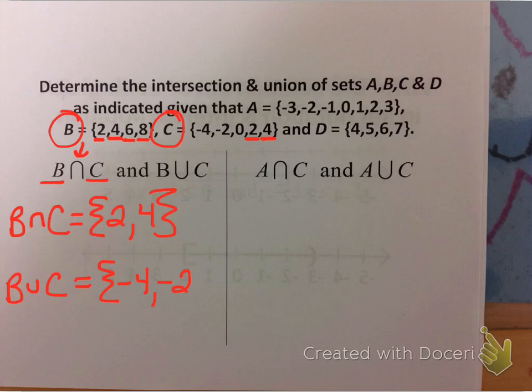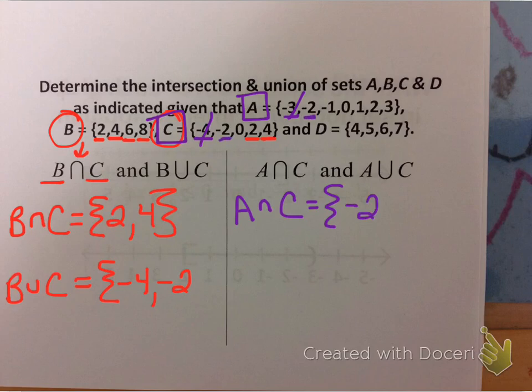Okay, so hopefully you paused. So if we look at A and we want the intersection with set C, okay, so I'm going to look at this list and this list. Okay, -4 is in C, but it's not in A, so I'm not going to include that one. -3 is in A, but it's not in C, so I'm not going to include that one. -2 is in both lists, so I list that one. Okay, done with that one. -1 is in A, but it's not in C, so I don't include that one. 0 is in both lists.